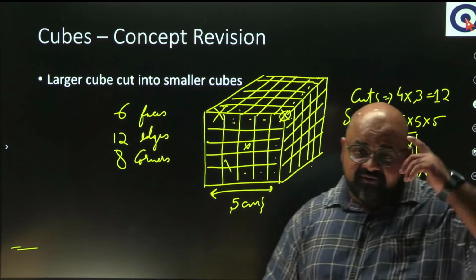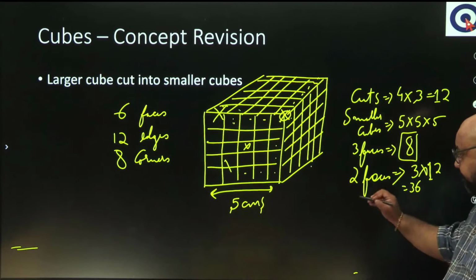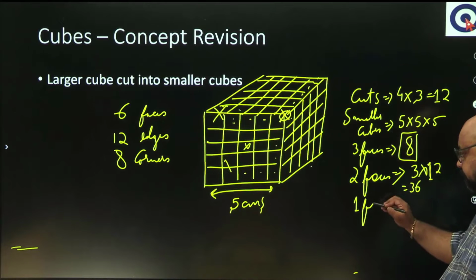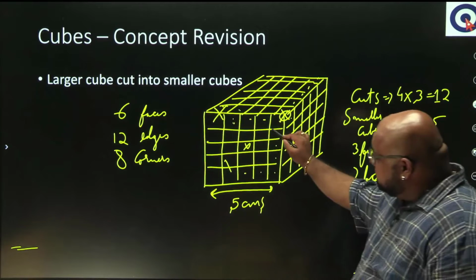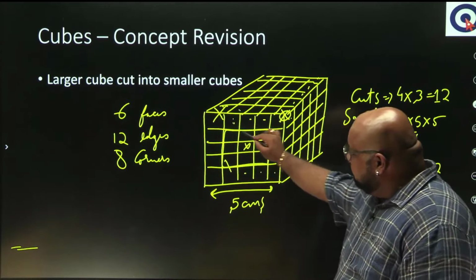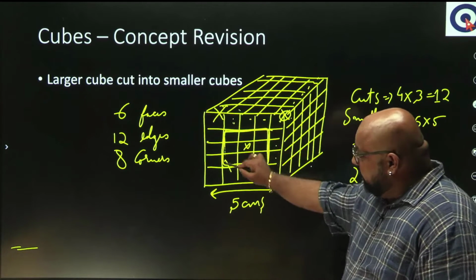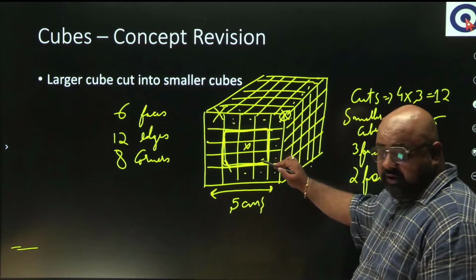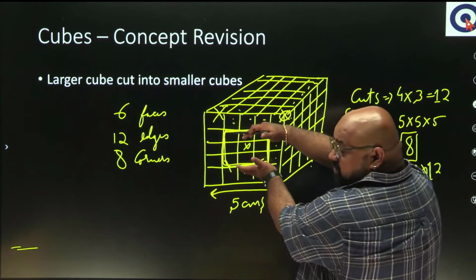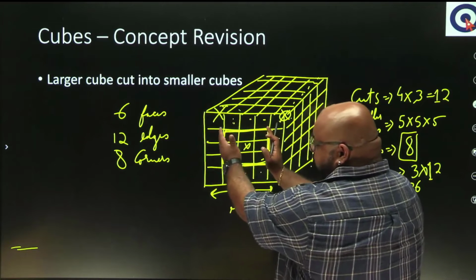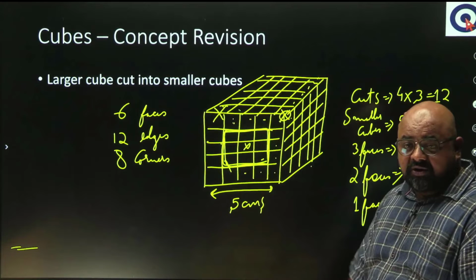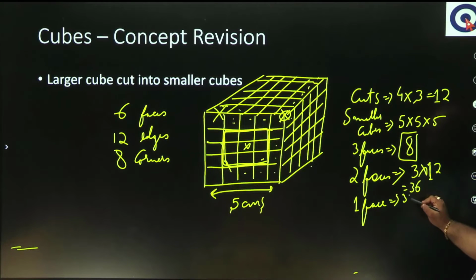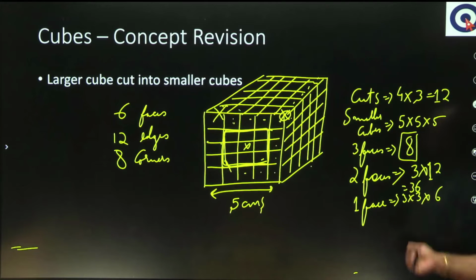How many cubes will have 1 face colored? The ones on the face will be the ones which have 1 face colored. As you can see, there are 3 into 3. So basically there were 5, I removed the top and the bottom. There were 5, I removed the 2 from the sides. So a 3 by 3 grid is left. This will happen on all the faces. Therefore 3 into 3 into 6. 3 into 3 on each face, 6 faces are there.